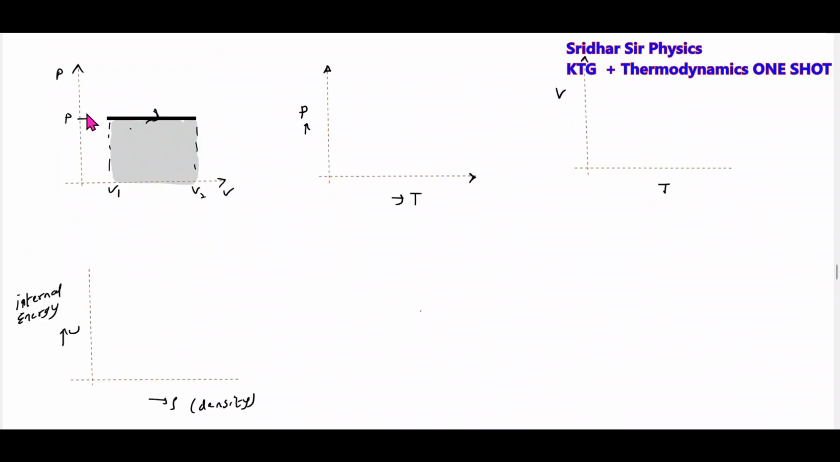Next, various graphs. In PV graph it will be a horizontal line. In PT graph, isobaric heating, again it will be a horizontal line. Pressure should be constant. VT graph, straight line passing through origin.